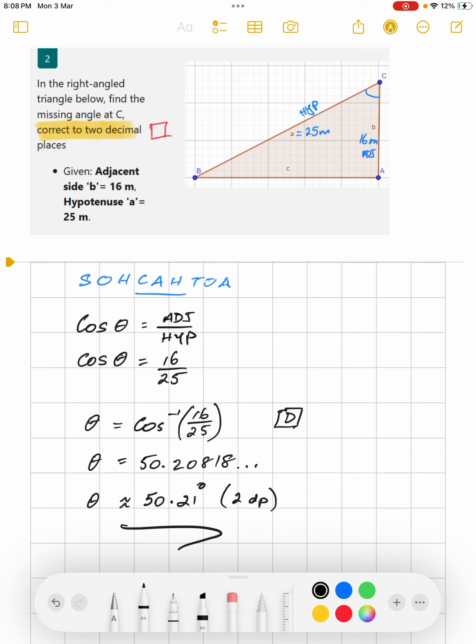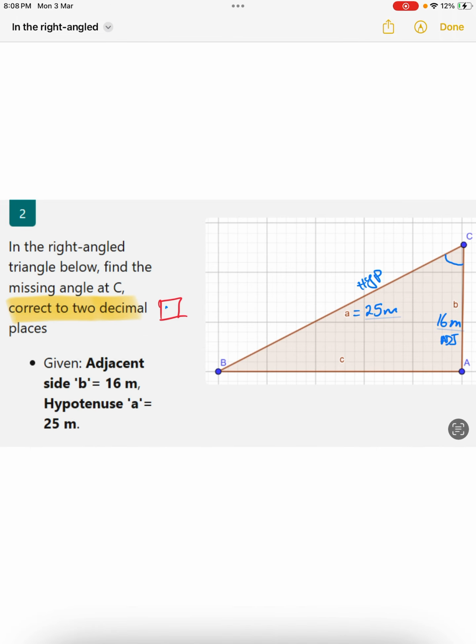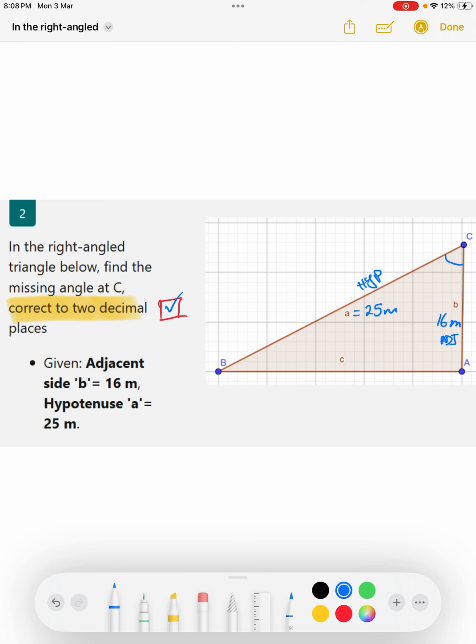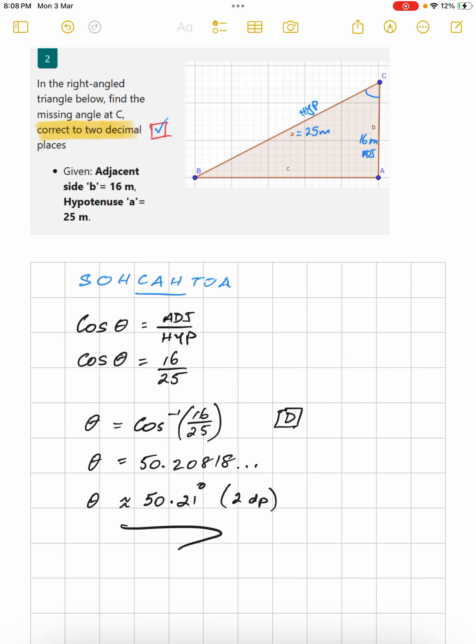Now I like to tick that box because we've done that, and once we've got it to 2 decimal places, if you look at your test and you see a box not ticked, just check that your answer is to 2 decimal places.